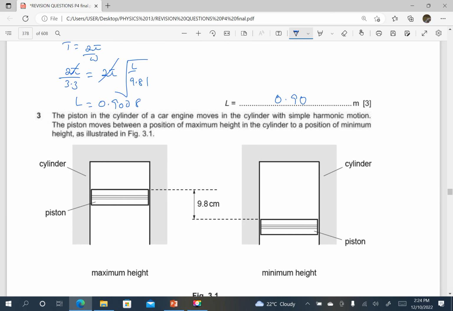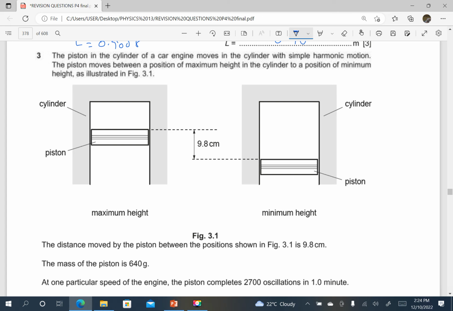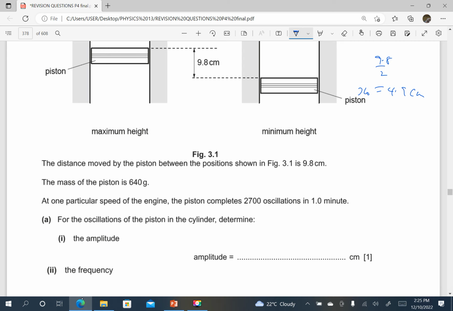The piston in the cylinder of a car engine moves in the cylinder with simple harmonic motion. The piston moves between a position of maximum height in the cylinder to a position of minimum height as illustrated here. So maximum height is in that position, minimum height is in this position. That means the equilibrium position must be 9.8 divided by 2, which is 4.9 centimeters. From the equilibrium position, the maximum displacement x naught is going to be 9.8 over 2, which is 4.9. The distance moved by the piston between the positions is 9.8.